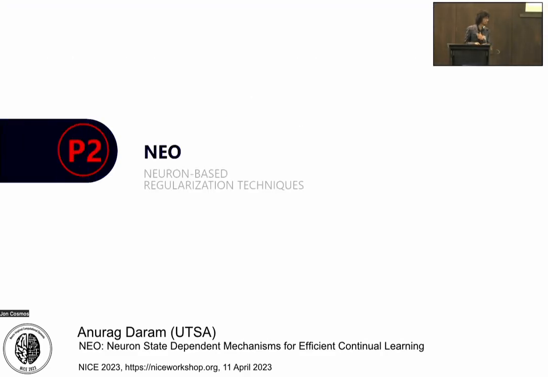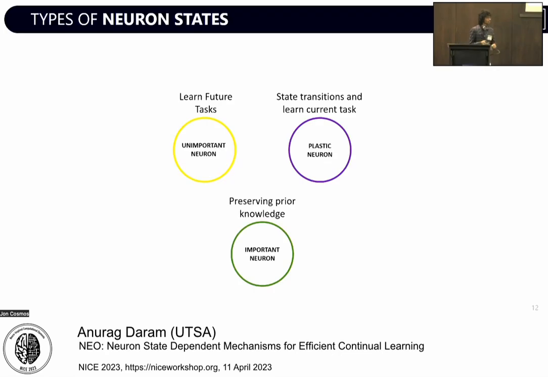So let's dive into what the model is. In Neo, I encode the concept of states into neurons. It's a very simple concept. A neuron can be in any of three states: plastic, unimportant, or important.